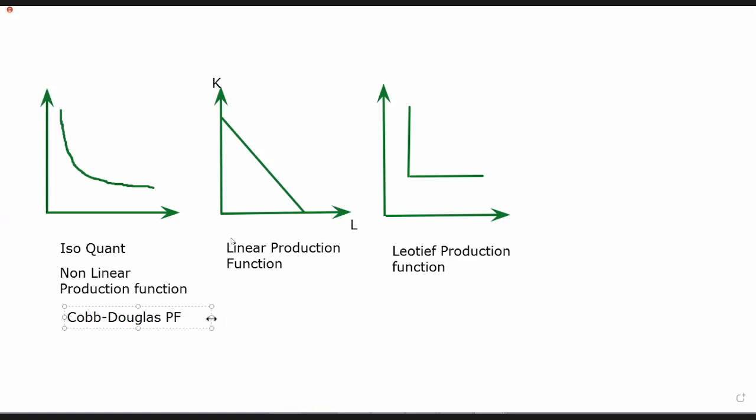Right? This is the basis for the Cobb-Douglas production function. That means when the production function takes a non-linear pattern, we identify it as the Cobb-Douglas production function. Right? Is it clear? I think yes, right? So we are again coming to the presentation.